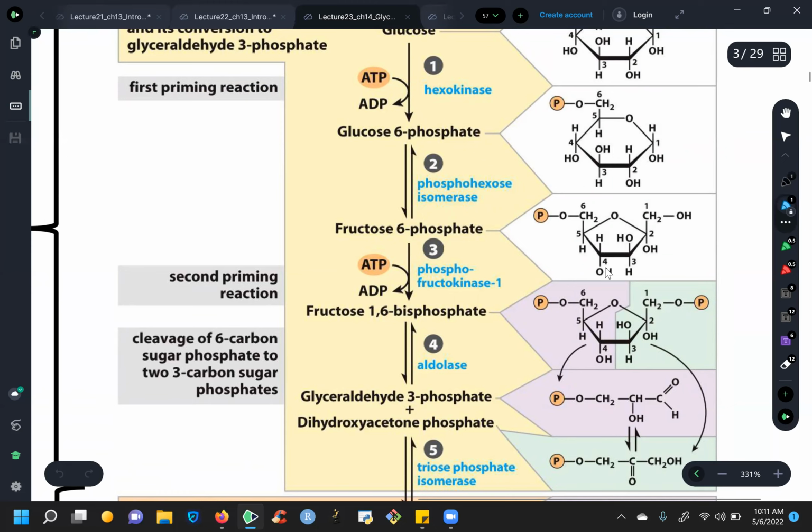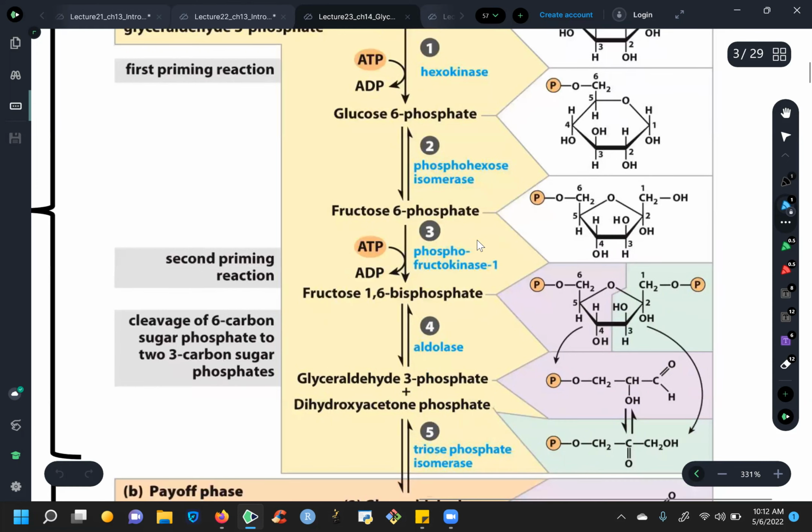If you're really confused about how this happened, watch the video that I have on Fischer projections and Haworth projections, because I explain it in a lot of detail, all the rules and everything. But basically, that's all it did. The carbonyl moved from carbon 1 to carbon 2. So this was an aldose sugar, and this is now a ketose sugar. So we went from glucose 6-phosphate to fructose 6-phosphate.